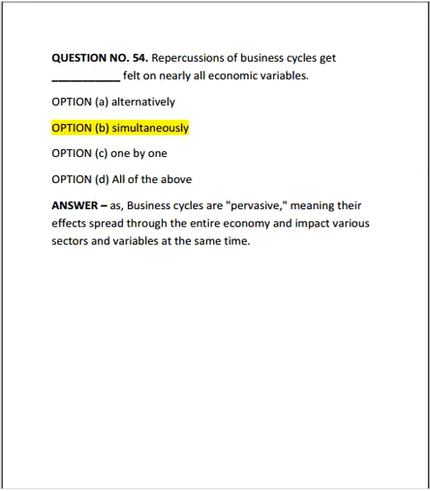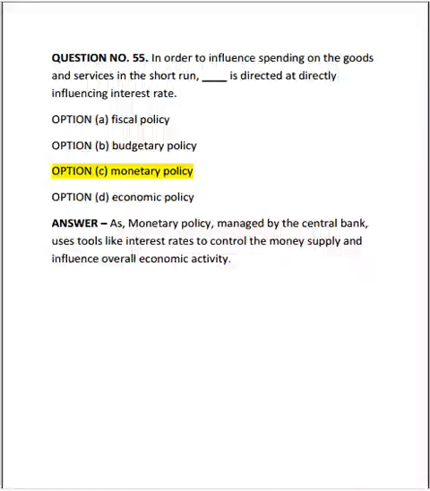Question No. 54. Repercussions of business cycles get felt on nearly all economic variables. Option A, alternatively. Option B, simultaneously. Option C, one by one. Option D, all of the above. Answer, B. Business cycles are pervasive, meaning their effects spread through the entire economy and impact various sectors and variables at the same time.